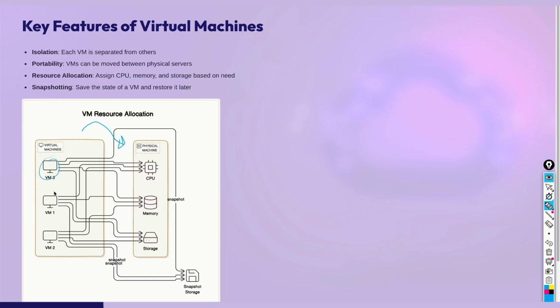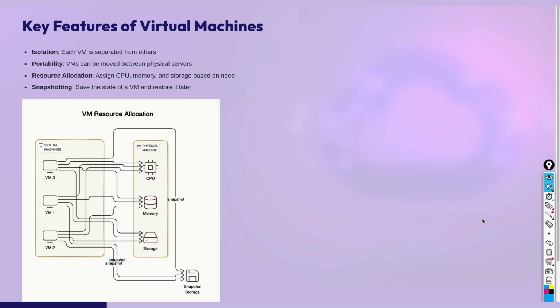So we would have 1 VM, 2 VMs, 3 VMs, and each one gets dedicated CPU, dedicated memory, and storage, right? And within that, we can also take different snapshots. So let's go through these key features here so it makes a bit more sense. Isolation. Each VM is isolated from others. This ensures that issues in one VM do not affect the other VM, right? So this isolation enhances your security and the stability of your virtual machine.